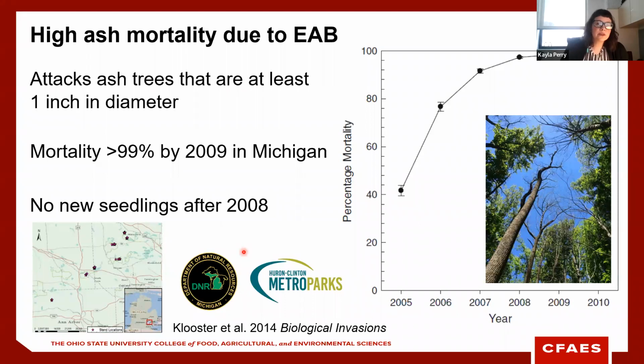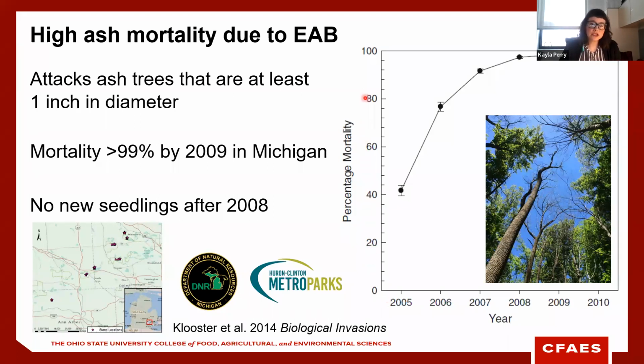And some of the work that we've done in Michigan in state parks and metro parks has shown that ash mortality happens very quickly at the stand scale. So thinking about these gaps and these impacts in the forest and how it's happening at the stand scale. Of course, I mentioned that EAB attacks trees that are at least 1 inch in diameter. So we're talking about a substantial portion of the ash population.